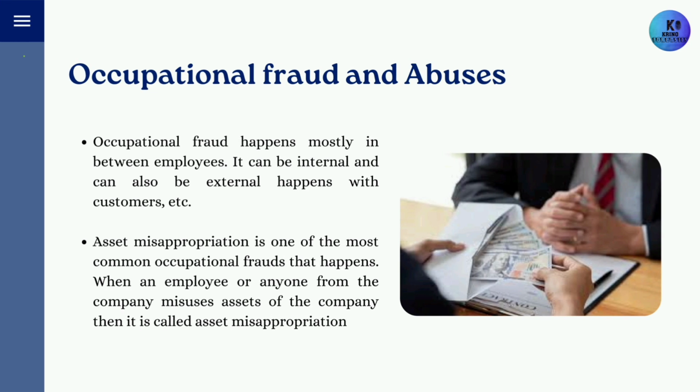Next comes occupational fraud and abuses. Occupational fraud happens when someone inside a company, like an employee, cheats the organization for their personal gain. For example, they might steal cash, fake expense reports, or misuse company property. This is called asset misappropriation, and it's the most common type of occupational fraud. It usually happens when no one is watching closely and the person thinks they won't get caught. Forensic accountants help find these hidden actions by reviewing records and exposing their dishonest behavior.